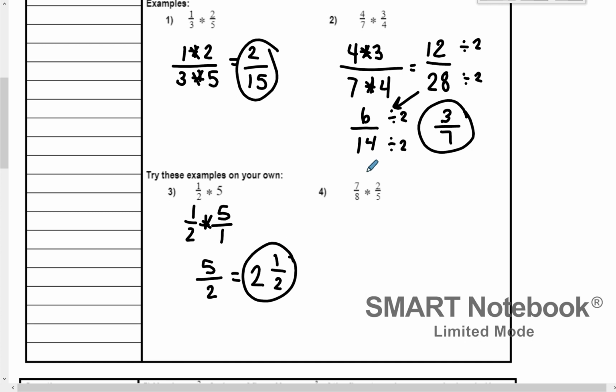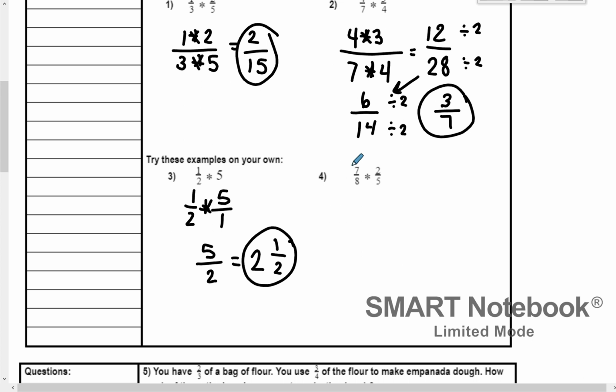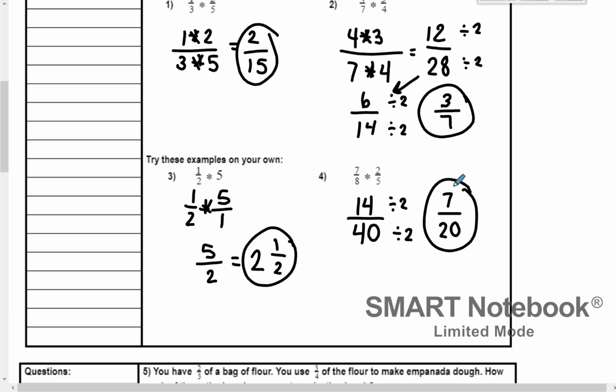Number 4. We have our numerators 7 and 2, so 7 times 2 is 14. Denominators 8 times 5. 8 times 5 is 40. They're both even, so they can at least be divided by 2. So let's just start there and see if we can keep going. 14 divided by 2 is 7. I always do that. Give you the answer before you're ready. And then 40 divided by 2 is 20. 7 and 20 cannot be divided by the same number besides 1, so we are done with that one. All right, and that is how you multiply fractions by fractions using the algorithm.